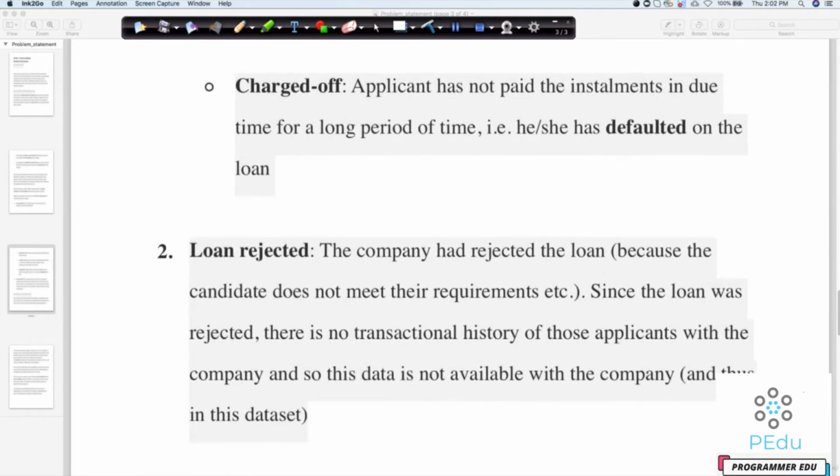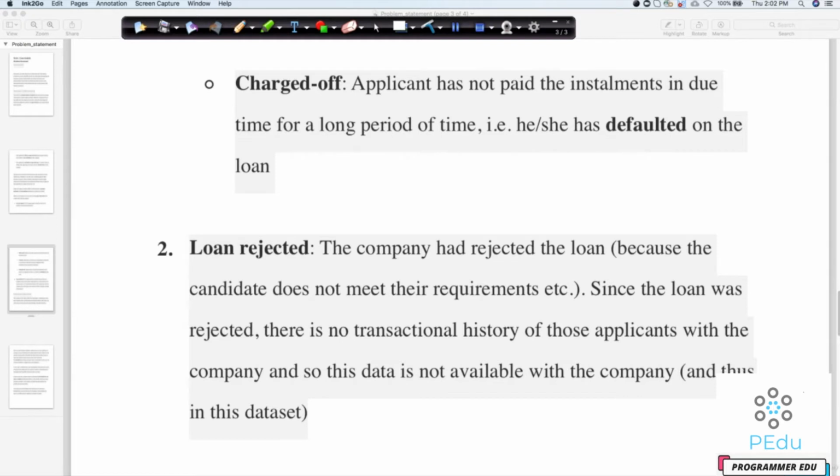Now the second condition which could have happened was loan rejected. Here, if the company has rejected the loan, maybe because the customer is not meeting the requirements, and since the loan was rejected, there is no transactional history of these applicants, right? Because if we have already rejected, then what transactions will this customer make?